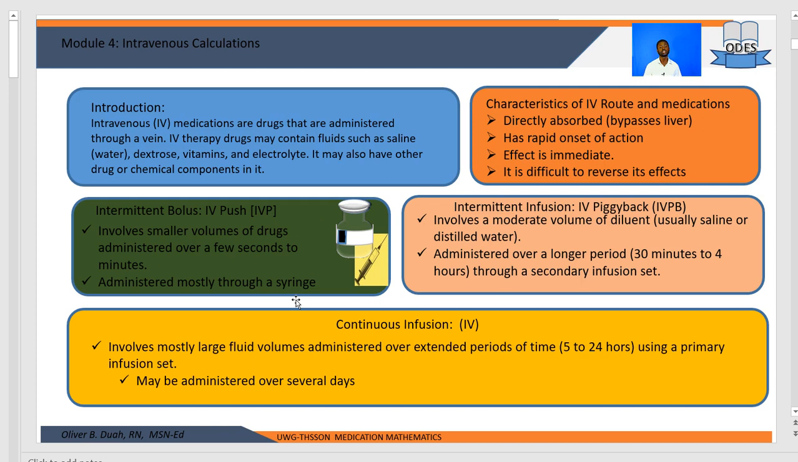The last type is continuous IV infusion, which is signified by simply IV. This involves mostly large volumes administered over extended periods of time, normally 5 to 24 hours, using a primary infusion set. This may also be administered over several days. So for example, when you are dehydrated and you get to the hospital, you'll be given normal saline, which is an isotonic fluid. And this is just going to expand your blood volume. It may take several hours to a few days before your electrolytes are normalized.